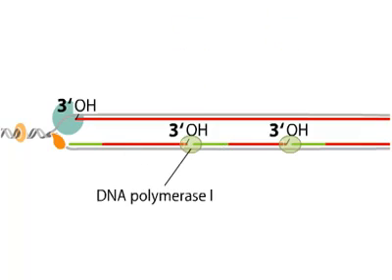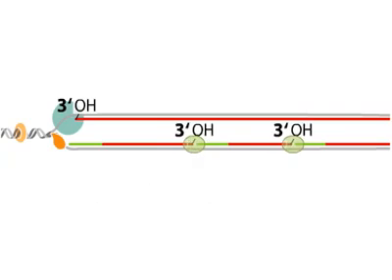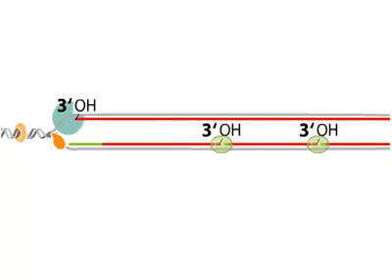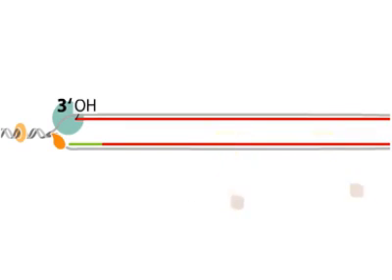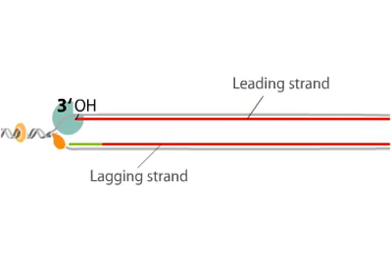DNA polymerase I cuts out the RNA primer and uses 5' to 3' polymerase activity to replace the RNA nucleotides with DNA nucleotides. DNA ligase seals the nick between the DNA added by DNA polymerase III and that added by DNA polymerase I without adding another nucleotide to the strand. Through these steps, the replication machinery of the cell uses the parental DNA as a template to synthesize the leading and lagging strands.